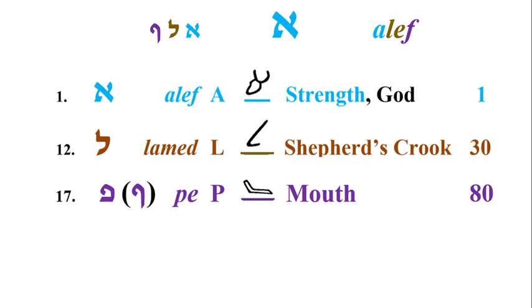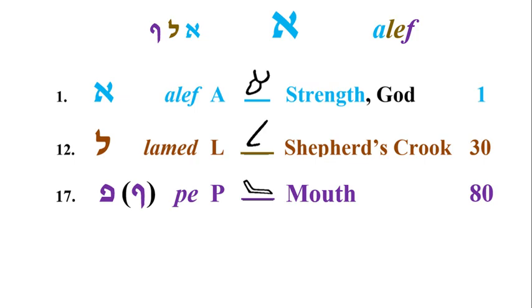And just, I think this is very cool. If you take the first 2 letters, Aleph, Lamed. Remember, Aleph is strength. Lamed is the shepherd's crook. So just the first 2, Aleph, Lamed, spell El, short for Elohim. And it represents the strong shepherd. El. Perfect name for God.